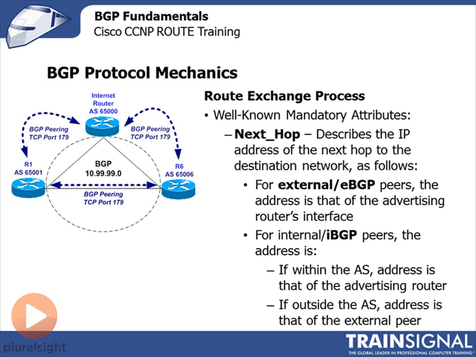The final well-known mandatory attribute is next hop. And this, as you would think of with most routing protocols, is just talking about the next hop IP on the way to the destination network.